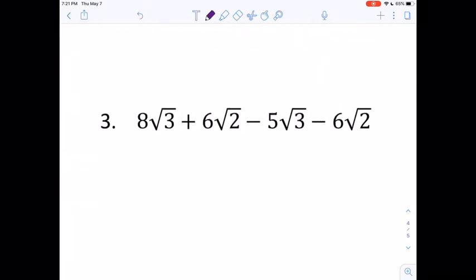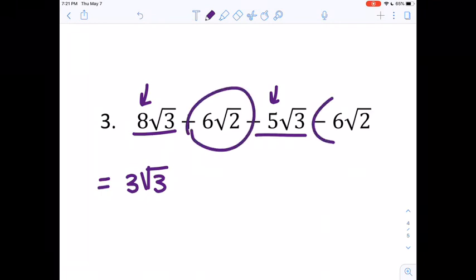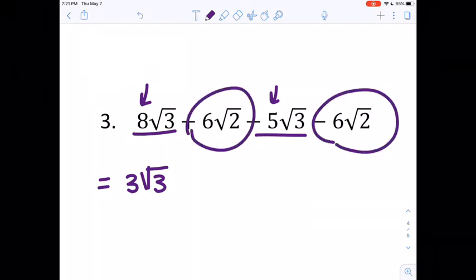Okay, number 3. So you can only combine the like radicals. So I'm going to combine these two together because they both have root 3. Only the numbers in front though. So 8 minus 5, that's 3, and then the root 3 is going to stay the same. And then I'm going to combine 6 root 2 and negative 6 root 2.